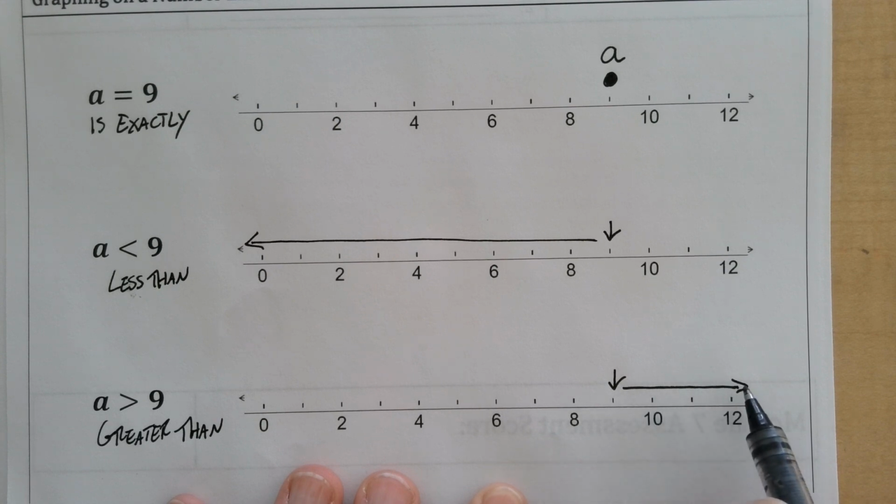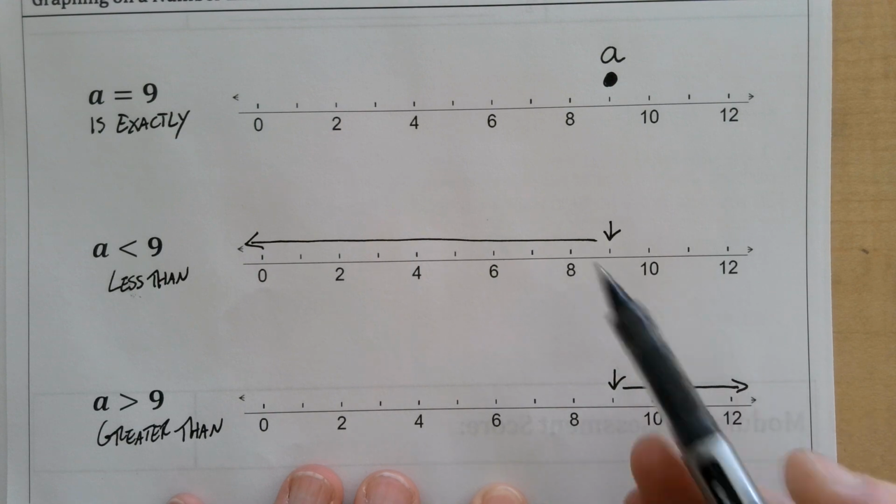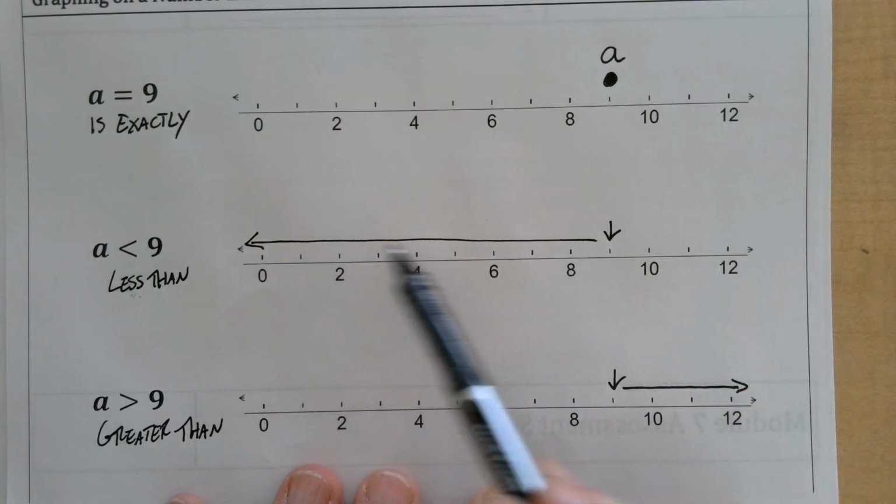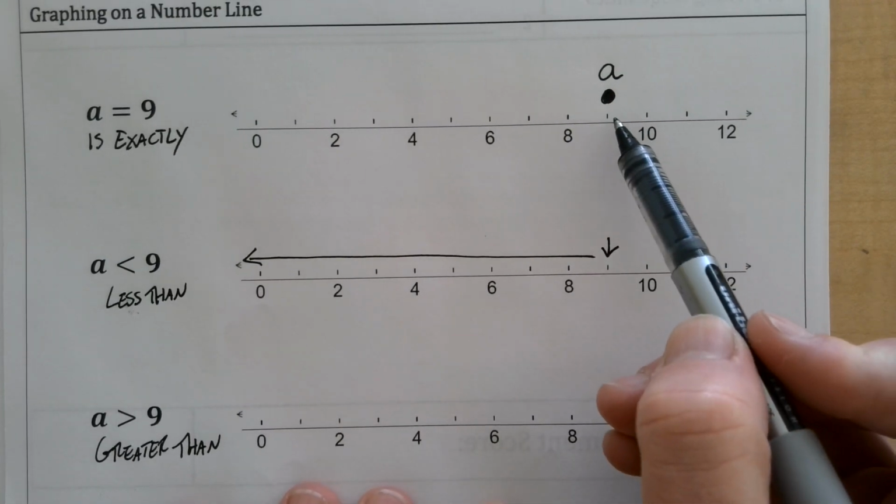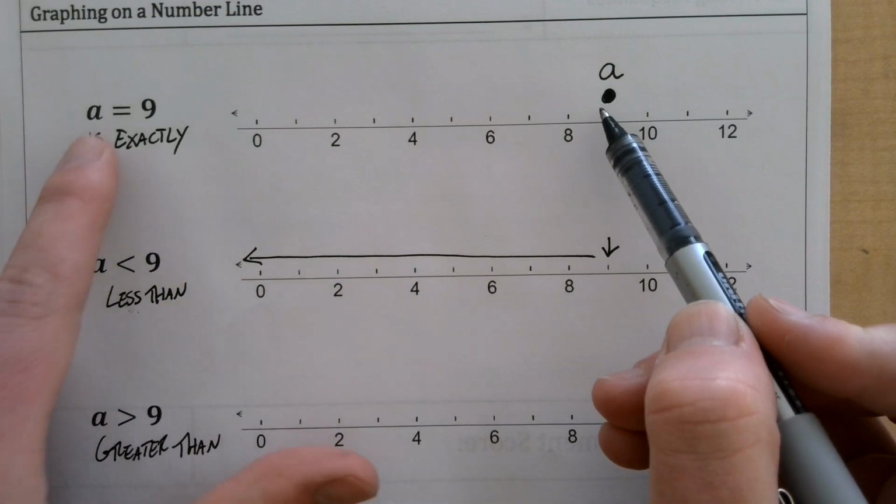So this arrow shows us what it can be. Same here, this arrow shows us what A could be. And this dot up here shows us what a is exactly because we have an equal sign.